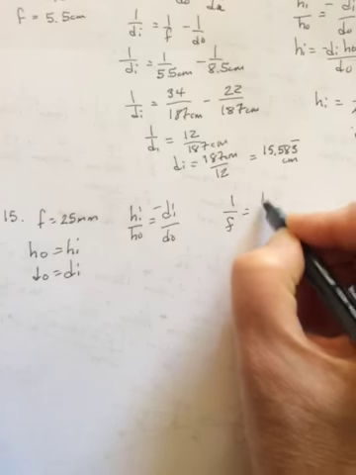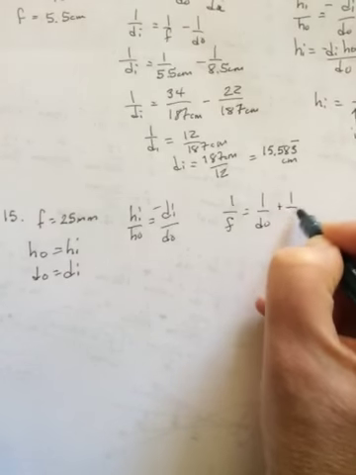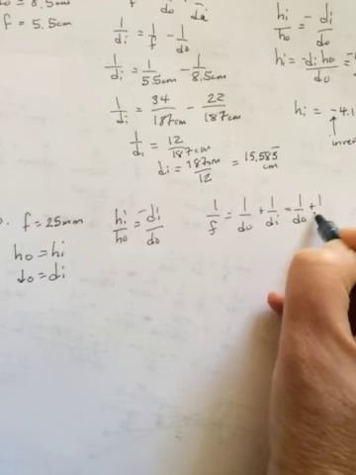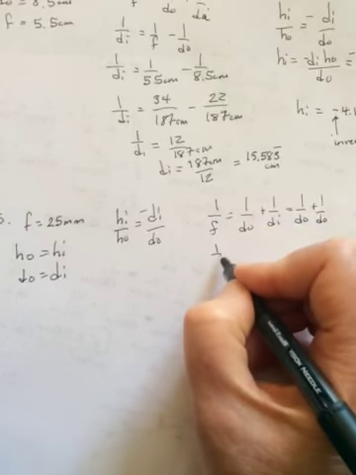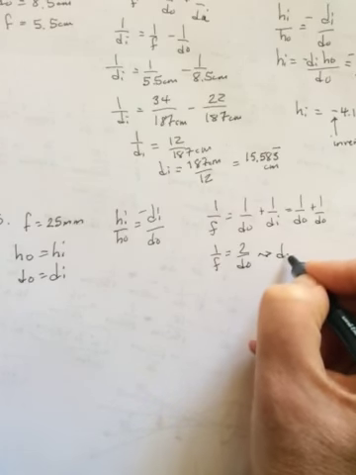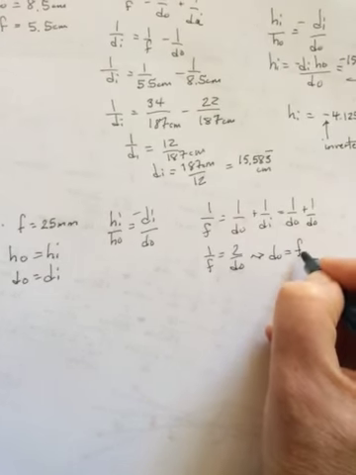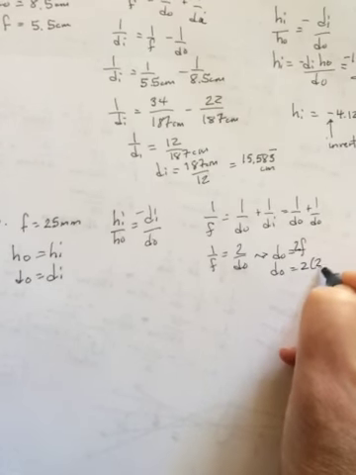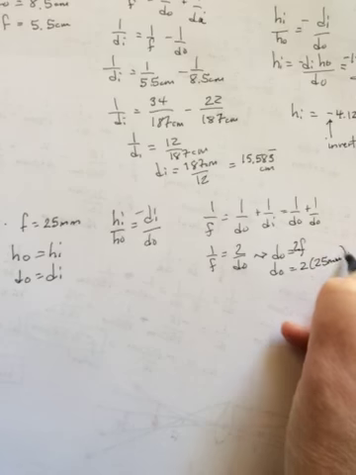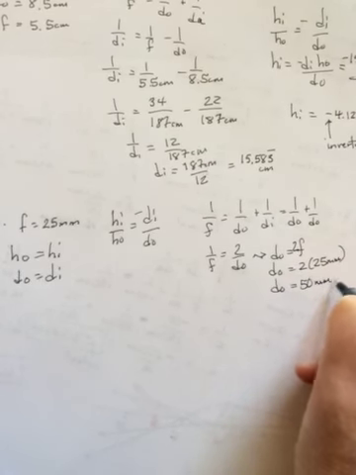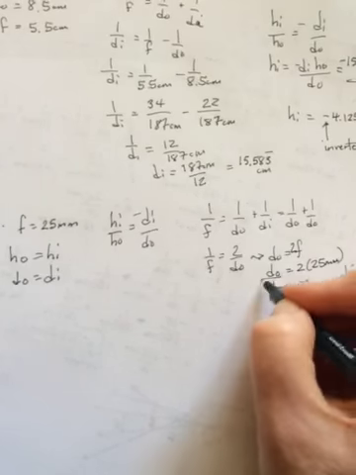So 1 over f is equal to 1 over do plus 1 over di, which is the same as saying 1 over do plus 1 over do. So 1 over f is equal to 2 over do, so do is equal to 2 times f. So do is equal to 2 times 25, or 50 millimeters, and that's also di.